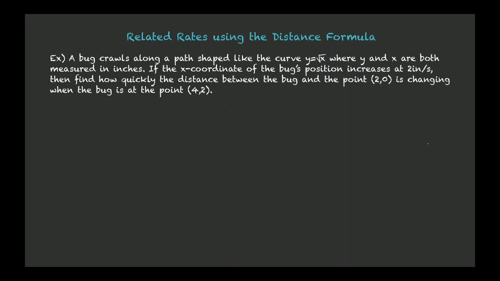If the x-coordinate of the bug's position increases at 2 inches per second, then find how quickly the distance between the bug and the point (2, 0) is changing when the bug is at the point (2, 2).